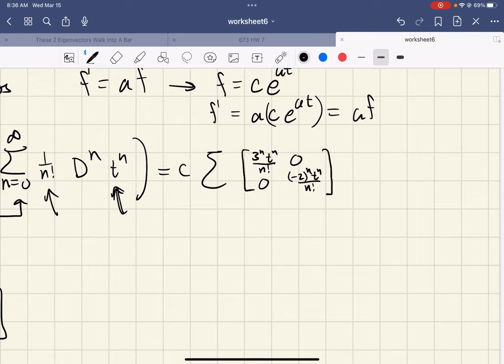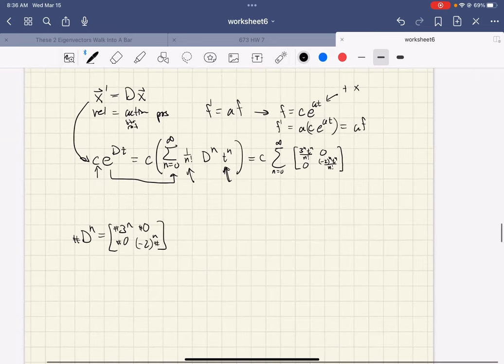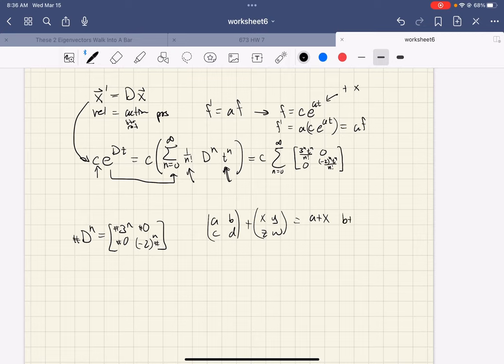And if you add this all up from n equals 0 to infinity, the way you add matrices is you do it term by term. So if I had a, b, c, d plus x, y, z, w, then in the 1, 1 entry, you add the 1, 1 entries, so it'd be a plus x. Then in the next entry, whether I'm going to the next row or next column, I'll have b plus y, and down here I have c plus z, and then I have d plus w. Okay, you just do it component-wise.